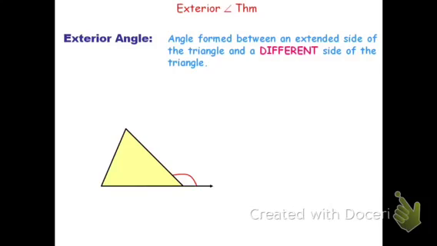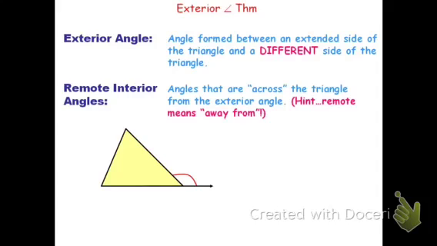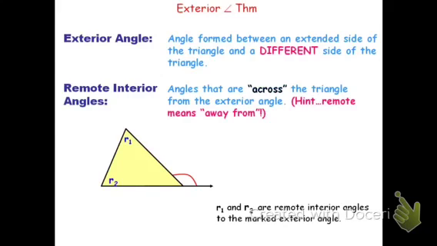Now when you have an exterior angle, there's also two other angles that are special that we need to study. We'll call those the remote interior angles. The remote interior angles are the angles that are across the triangle from that exterior angle. Again, remote means away from, as in a remote desert island, so we want the angles that are away from that exterior angle. They cannot be adjacent to it. In this case, I've marked them R1 and R2.